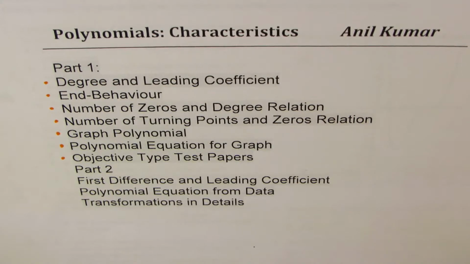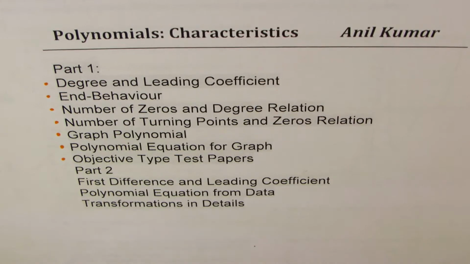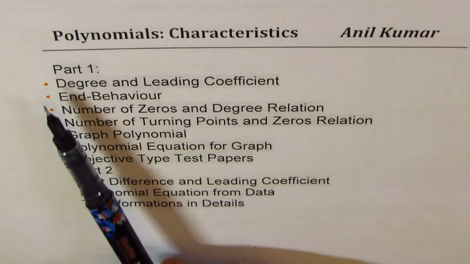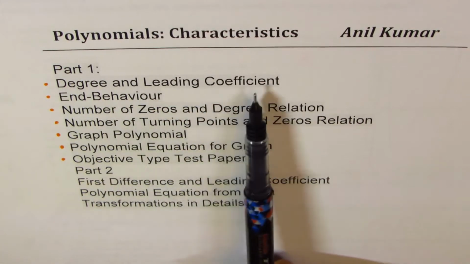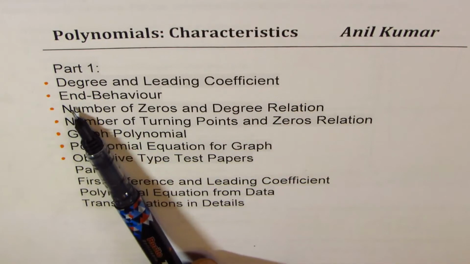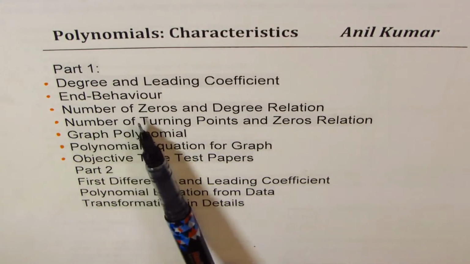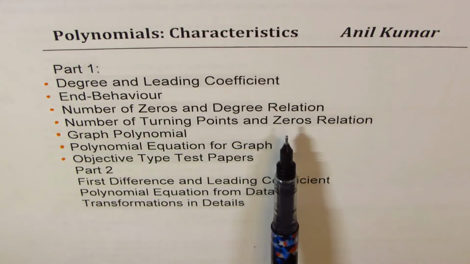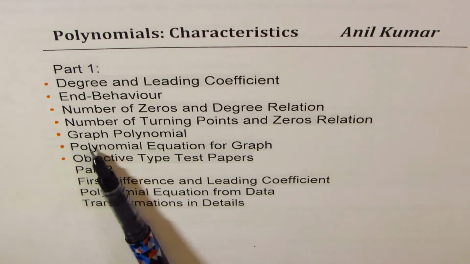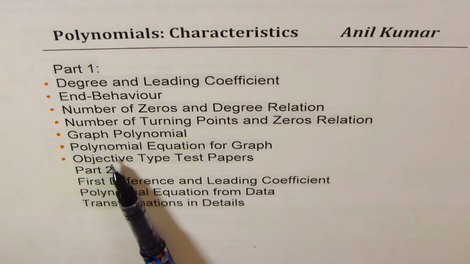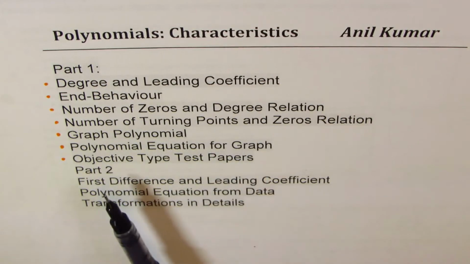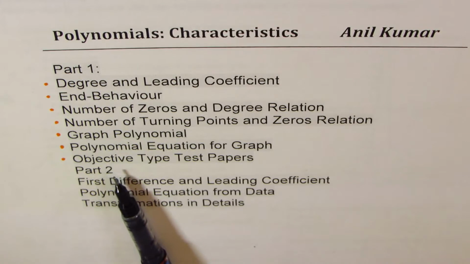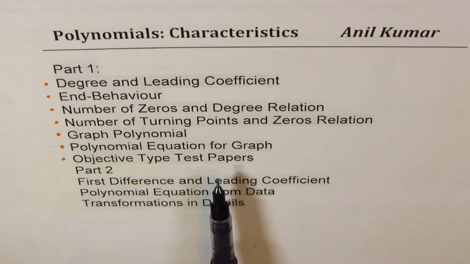I'll discuss in part 1 of this video the following topics. We'll see what is degree and leading coefficient for a polynomial, understand its behavior, number of zeros and degree relation, number of turning points and zeros relation. We'll graph polynomials. Polynomial equation from graph will be written, and then we'll discuss some objective type papers.